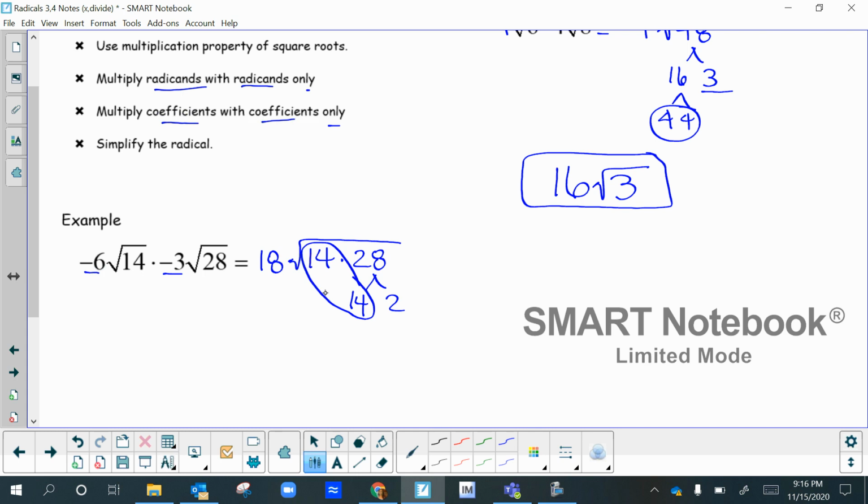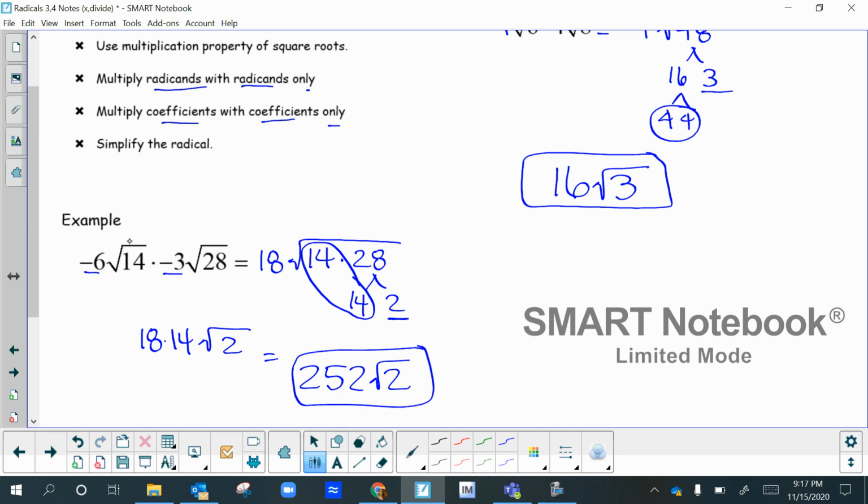You can if you want to, but since that is a pair of 14s, I'm going to circle it, underline the 2, and I'm done. So the 14 is going to come out and join this 18. And so here's my answer. I would have 18 times 14 as my coefficients, radical 2. Okay, so I don't know what 14 times 18 is, so I'm going to put that in my calculator. So 252. So my final answer is 252 radical 2.